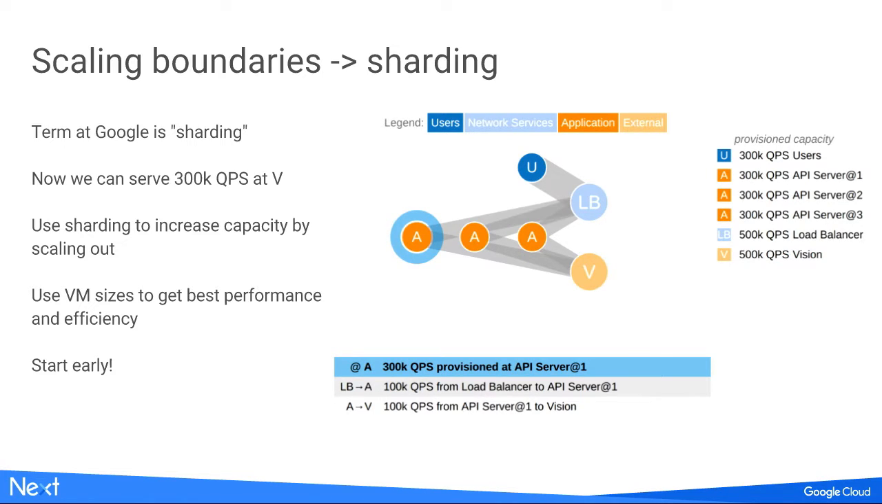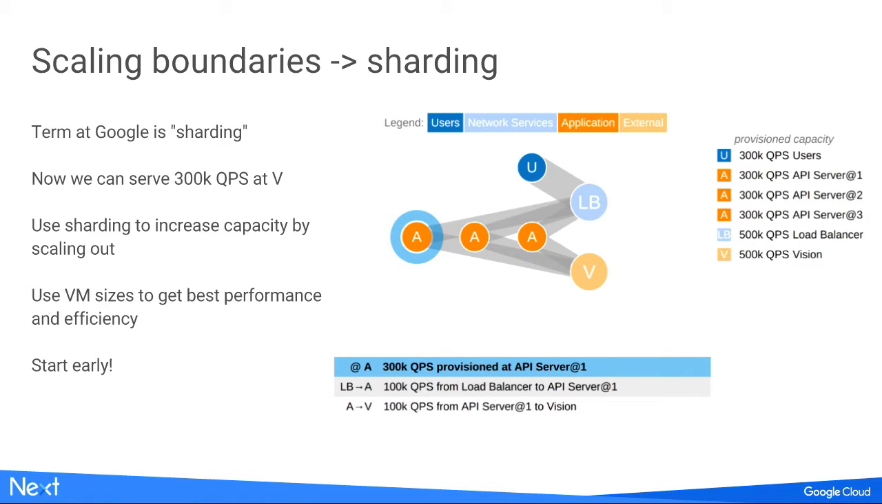So if we take our server and our API server and just replicate it 3 times, then each one of those can do 100,000 back to the Vision API. Then we can serve our full 300,000 to our users, and everything's good, right? So we use more shards to increase our capacity.